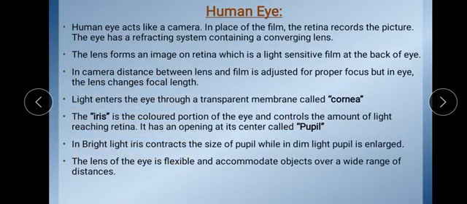Students, in a human eye, what is the structure and how it works to form the image, how we can see the objects. Human eye acts like a camera in place of thin film. The retina records the picture. The eye has a refracting system containing a converging lens. The lens forms an image on retina, which is light sensitive film at the back of eye. In camera, distance between lens and film is adjusted for proper focus, but in eye, the lens changes focal length.